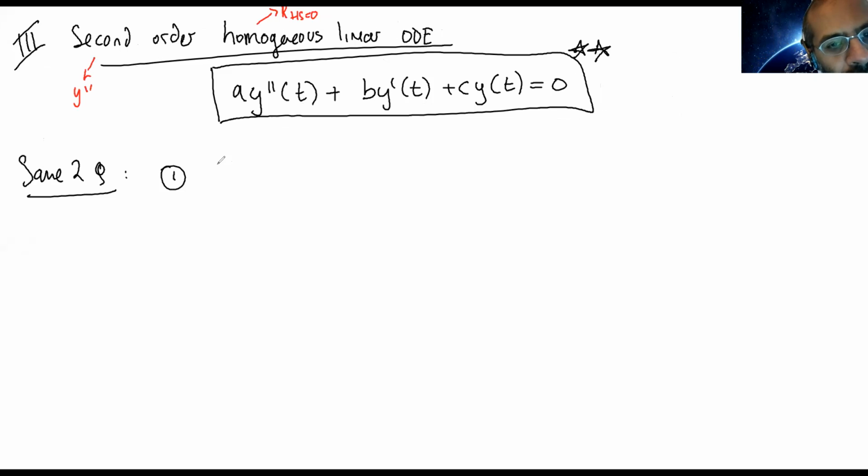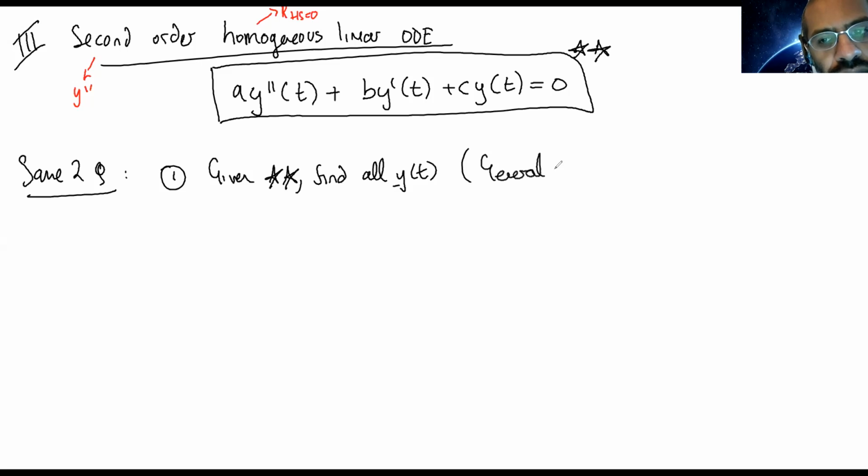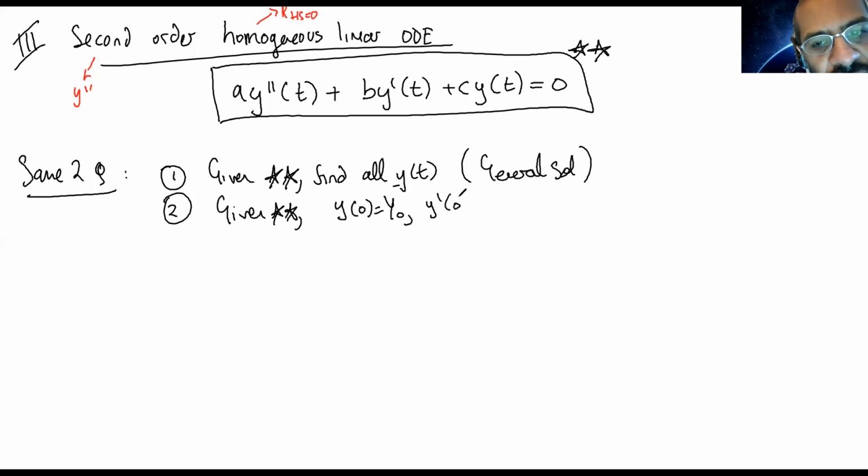First question, given an equation, find all y of t. This is the general solution. Second question, given the equation and some initial data, so y of 0 equals some capital Y naught, y prime of 0 equals capital Y1, find a specific y of t.